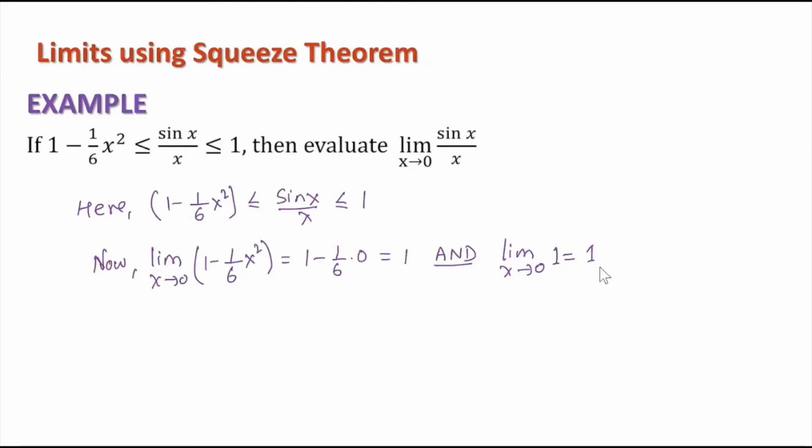So that is 1. Now you can clearly see the limit of the smallest function is 1. The limit of this biggest function is also 1. So since these two limits are equal, the limit of the squeezed function must be 1 by Squeeze theorem. So let's write that down. By Squeeze theorem, the limit as x approaches 0 of sine x over x is equal to 1.